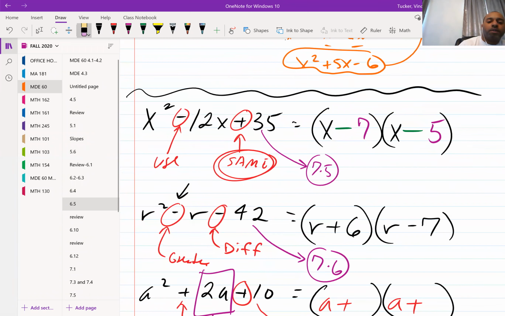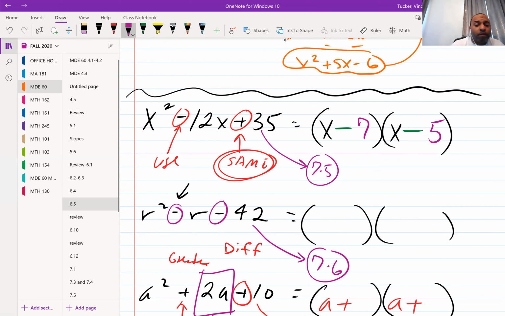Same thing going on here. We have r squared minus r minus 42. Looking at our back sign, that means our signs are going to be different. And then the front sign tells us that the greater of the two will take on the sign. Since they're going to be different signs, the numbers are going to subtract from each other to give us 1, but multiply together to give us 42. And that would be 7 and 6. 7 times 6 will do that for us.